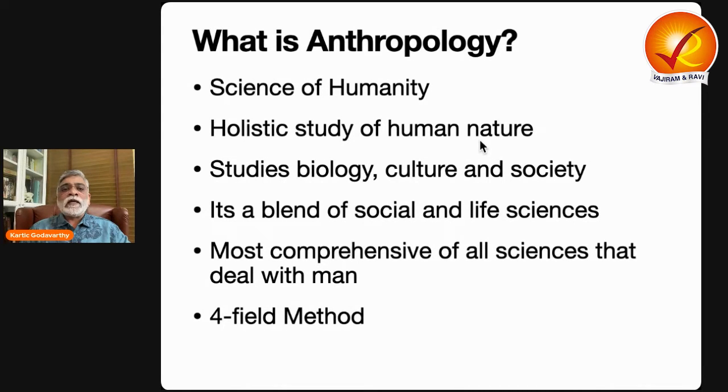Let's first look at what anthropology is. Anthropology, in very simple terms, can be defined as a science of humanity. In fact, the word anthropology is derived from two Greek words, anthropos, which means human, and logos or logia, which means science, reasoning, or a study. So, if we use these two words and try to etymologically define anthropology, it translates to the science of humanity or the study of humanity.